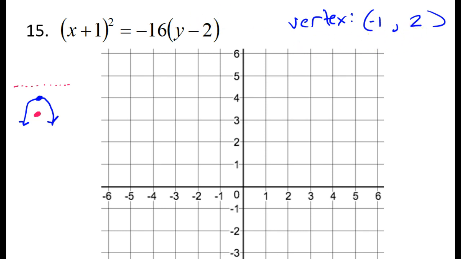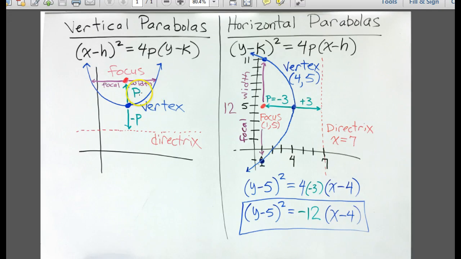Let's go ahead and graph that right now. Okay, so the vertex is at -1, 2. All right, remember, I already know this is a downward opening parabola. So next, let's find the location of the focus. The focus can be found if we know the p-value. Notice that the p-value is the distance from the vertex to the focus. Okay, from the vertex to the focus, that's the p-value.